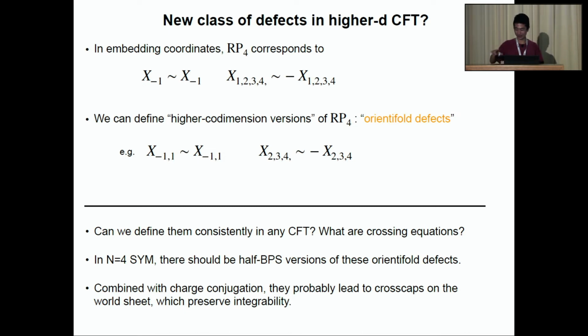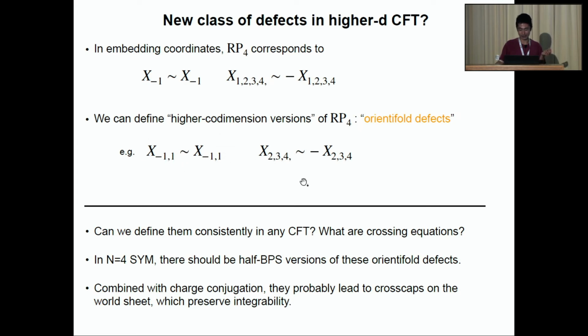Let me also mention this new class of defects. One way to understand RP4 is to use the embedding coordinates, which embed R4 into six-dimensional space with a null condition. In terms of embedding coordinates, you can describe RP4 in this way: you identify x minus 1 with x minus 1, and x1 to 3, 4 to minus x1 to 3, 4. But if you phrase the problem in this way, you wonder whether there may be higher codimension versions of RP4, which I'm calling orientifold defects.